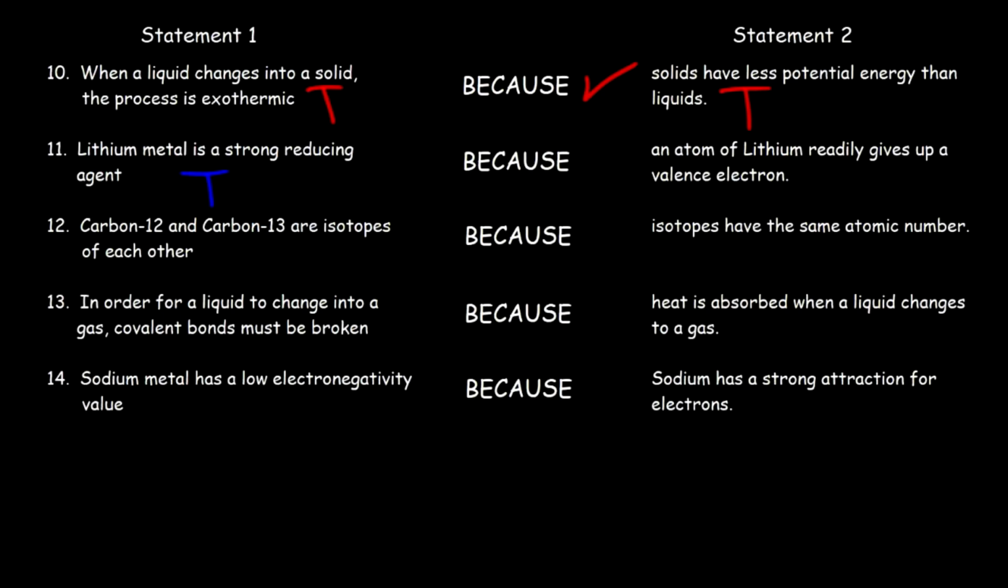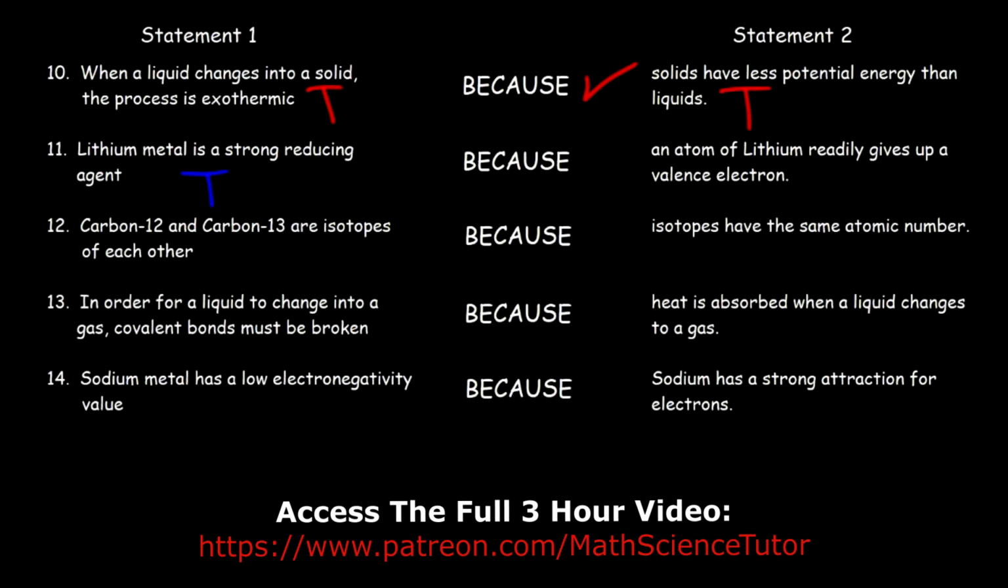Now, what about statement 2? Is it true or is it false? An atom of lithium readily gives up a valence electron. Well, we just answered that question. We said that strong reducing agents like to give up electrons. So this is a true statement. And statement 2 supports statement 1. Lithium metal is a strong reducing agent because an atom of lithium readily gives up a valence electron. So let's put a check mark next to the word because.